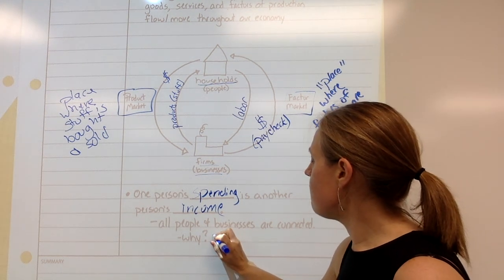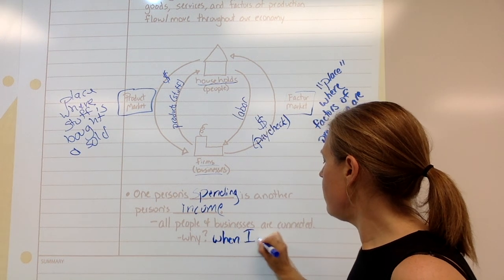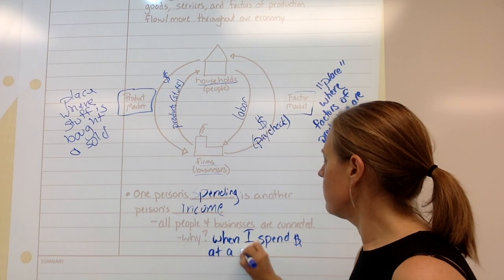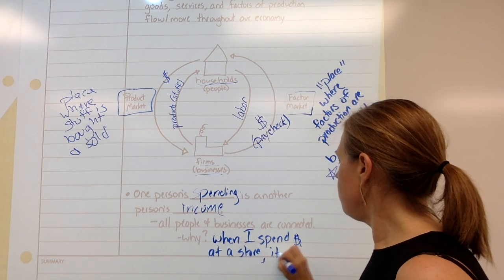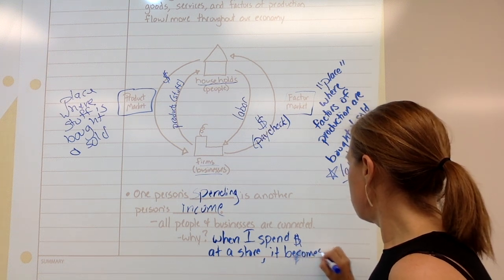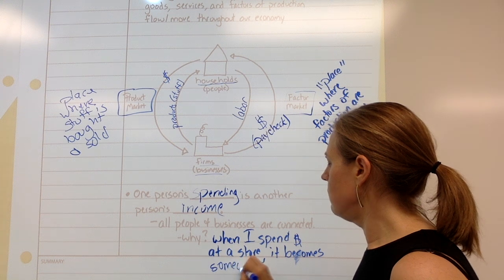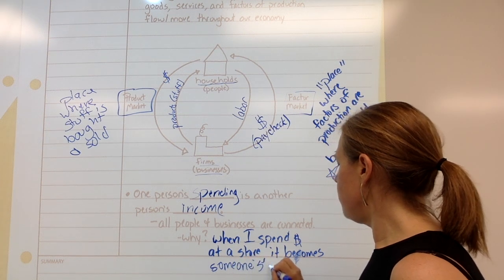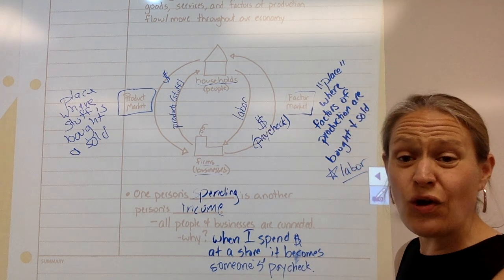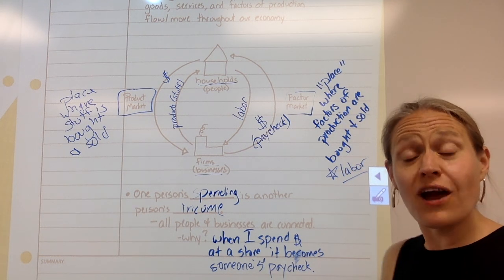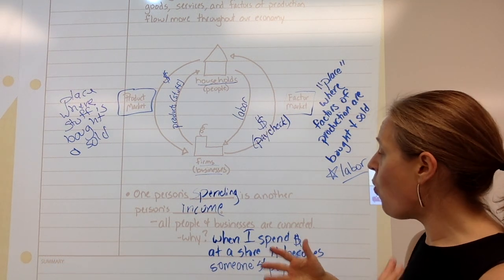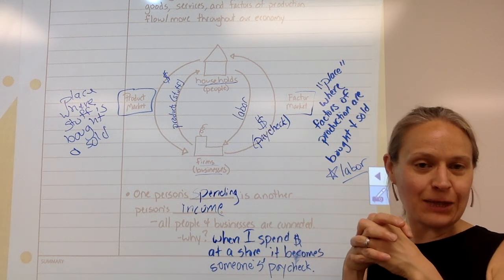You could write something like this. When I spend money at a store, it becomes someone's paycheck. That's not the only way to describe that. That's just the way I'm describing it. When I spend money at a store, it becomes someone's paycheck. Kind of that why of how everything is connected.